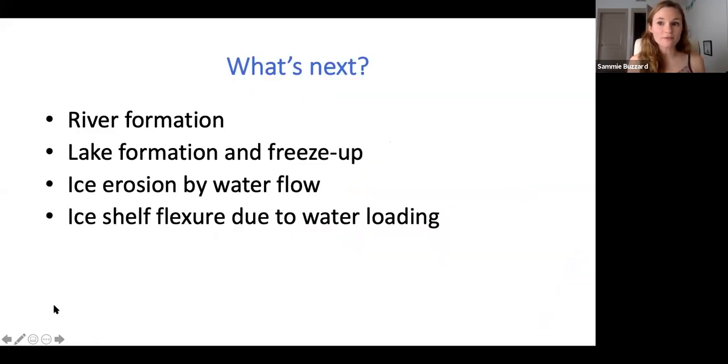So what are these physical processes that I want to put into MONARCHS? Well, river formation is very, very important. So not just showing where water moves laterally across the ice shelf, but how it can lead to channels being eroded into the ice shelf. Also looking into lake formation and the complete freeze up, and how those refrozen lakes potentially act as ice lenses in future years. And then also looking, as I mentioned before, at things like ice shelf flexure due to the load of the water in those lakes.